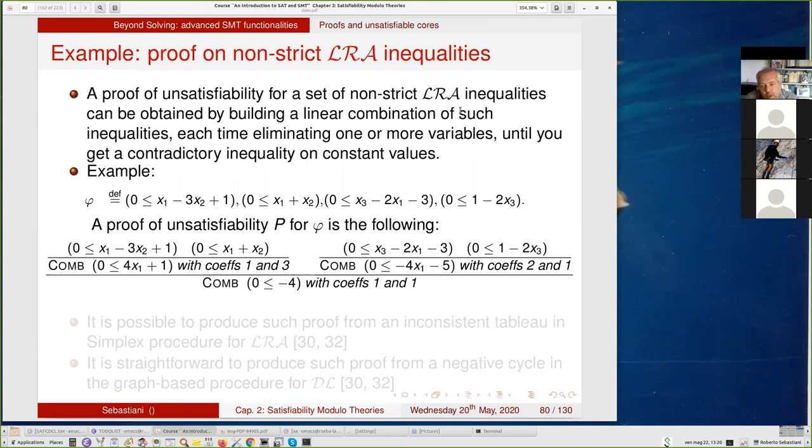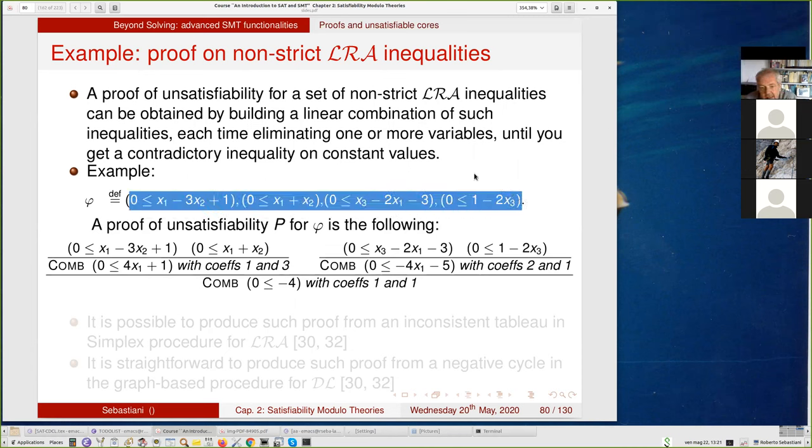When we have a set of inequalities on linear real arithmetic or on the integers, we can write them all in this form. When we have a clause, we negate it and try to prove that the conjunction of the negation of the literals is false, is unsatisfiable, which means that the clause is valid, right? So once we have a conjunction of literals in this form, given a sum of variables greater or equal than zero, we can combine them by just adding a weight for them.